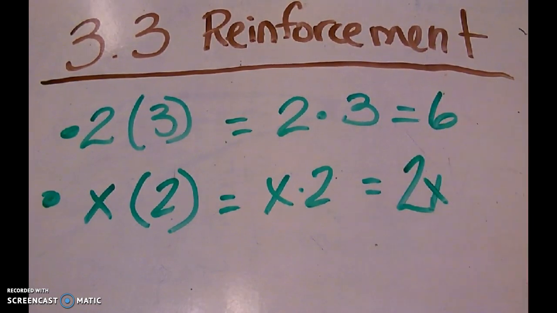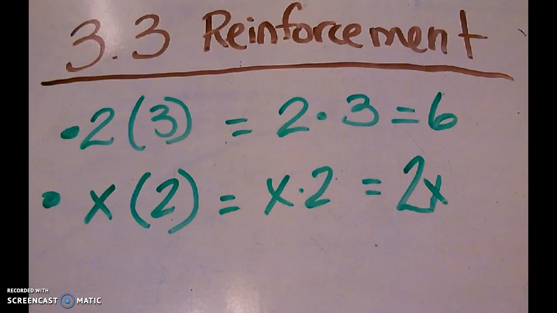The reason why is because whenever I am writing a number and a variable together, the number always comes before the variable. So I would never write this x2, I would write it 2x. Okay?